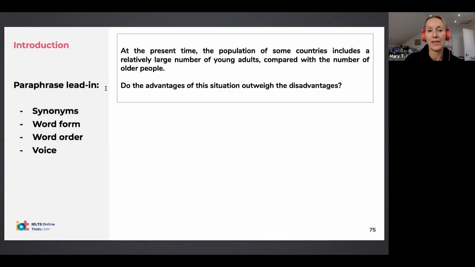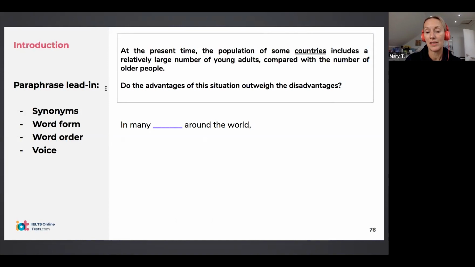Okay, so now looking at the introduction. So I'll just read it once more. At the present time, the population of some countries includes a relatively large number of young adults compared with the number of older people. Do the advantages of this situation outweigh the disadvantages? So we've got 4 different ways of paraphrasing this lead in here. Synonyms, word form, word order, and voice.